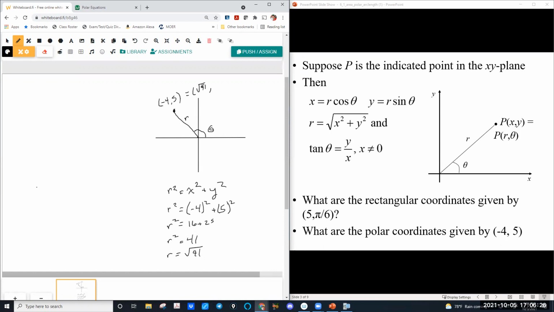So if we're converting this over, we have square root of 41. And now we need the angle. And there's one thing I want to show you with the angle. Now we know that from right angle trig, tangent of theta equals the opposite over the adjacent. This is negative 4. This is 5. So opposite is 5 over negative 4. Well, how would we solve this? We'd use inverse tan. So arctan of 5 over negative 4. All right, now let's see what happens when we put that in the calculator.